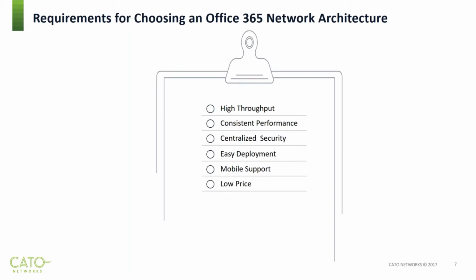You have to consider centralized security. If you're going to have breakouts at each of the offices, how are you going to manage the security to protect your WAN from invasion? And obviously, easy deployment. Most companies don't have a lot of resources. You want to make it easy to install and configure. And another thing that many companies don't pay attention to is mobile support. There are more and more mobile workers out there, and how is the mobile worker going to access Office 365? Then this is all going to have to be balanced by the cost. You want to do it cost effectively.